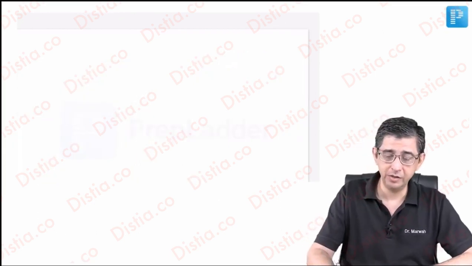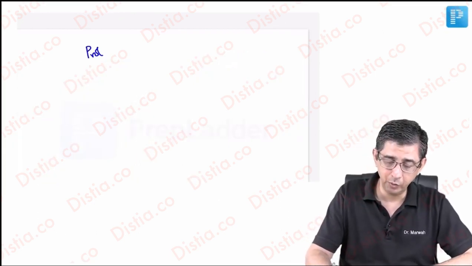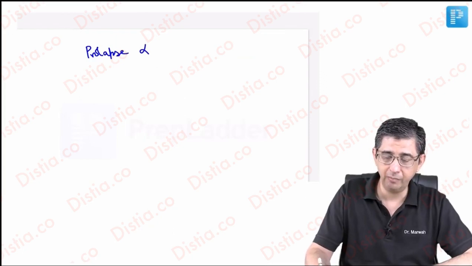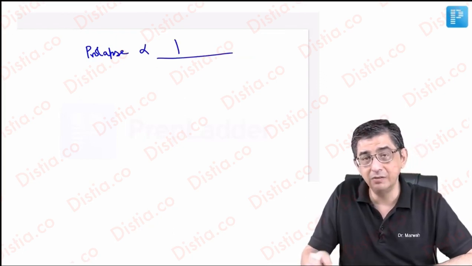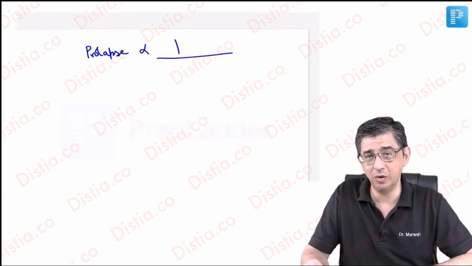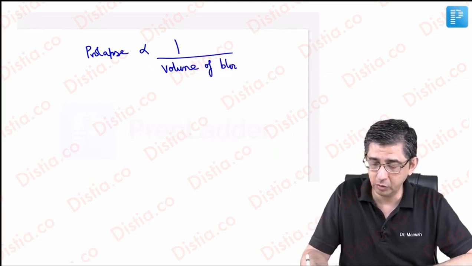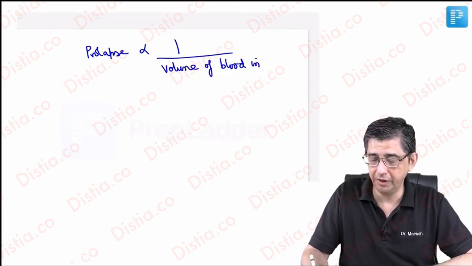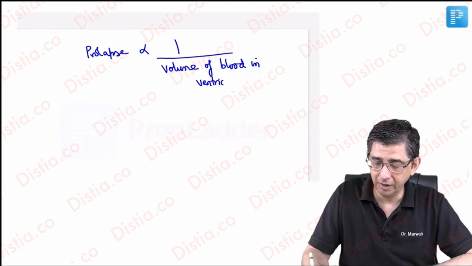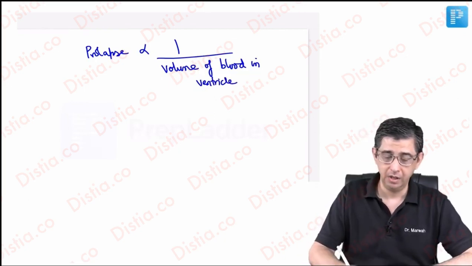To understand this, the basic point is that prolapse of the valve in the upward direction is actually inversely related to the size of the left ventricle or the right ventricle. Instead of writing it the way it is written in the textbook, size of the ventricle, I'm just writing it as inversely related to the volume of the blood in the ventricular cavity. Now let's see what really happens.